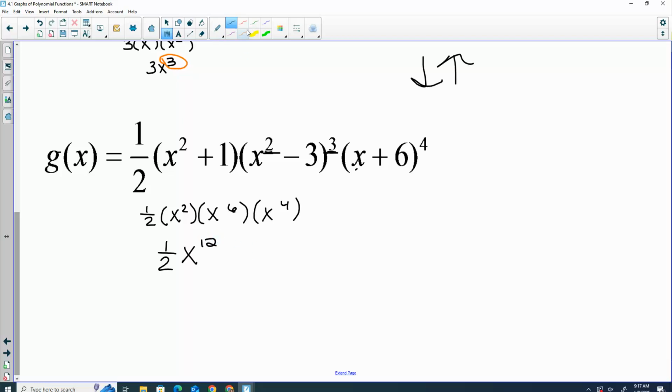Okay. The fact that my exponent is even tells me what? Looks like a parabola. Then we check. The 1/2 is positive, so it doesn't flip. So it's a normal parabola. Up, up. Questions on those?